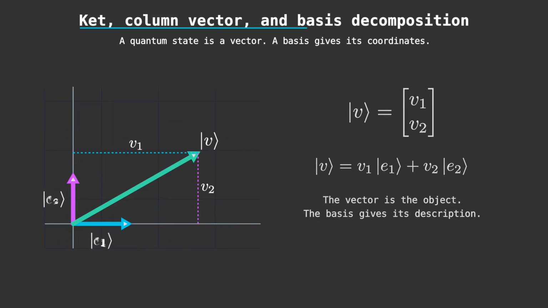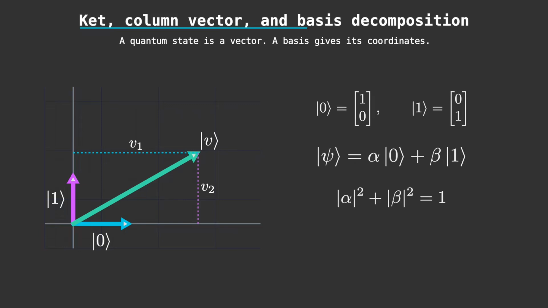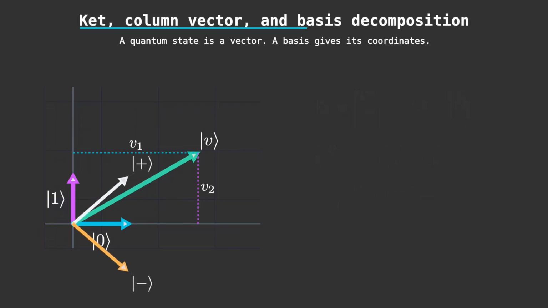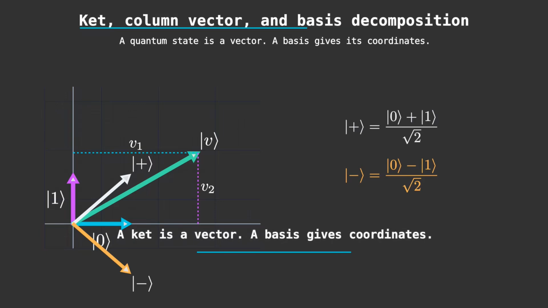For a qubit, ket 0 and ket 1 form the standard basis. A general state uses amplitudes alpha and beta, whose squared magnitudes sum to 1. We can also choose ket plus and ket minus. The vector space stays the same, only the basis description changes. A ket is a vector. A basis gives its coordinates.